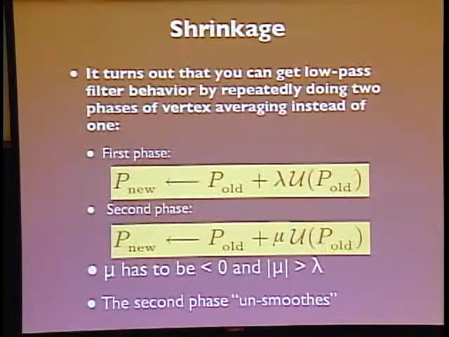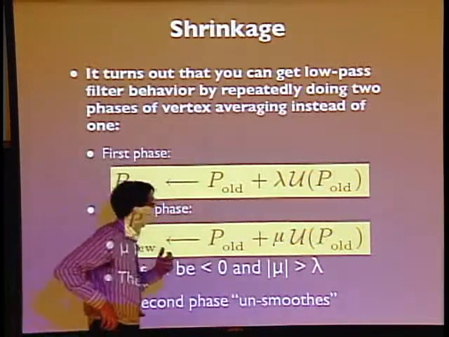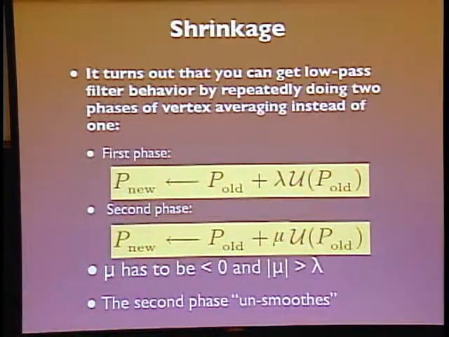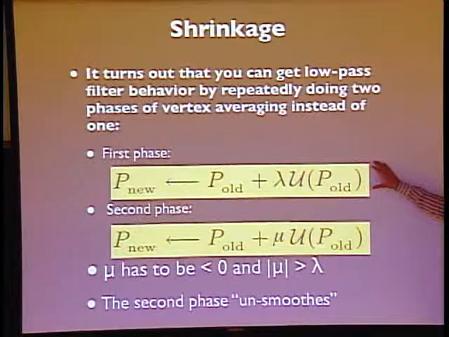Another curious, interesting mathematical fact is that you can get low pass filter behavior by repeatedly doing two phases of this averaging operation, or this Gaussian smoothing operation, instead of one. And in fact, the way it works is that the first phase does traditional vertex averaging the way we've been talking about, and the second phase partially undoes that averaging.